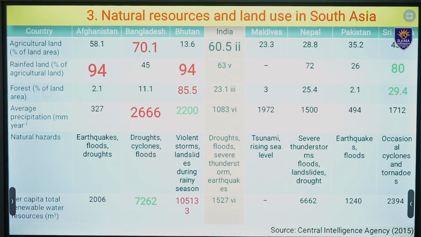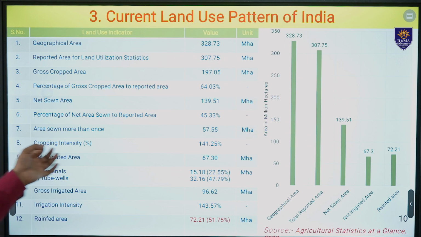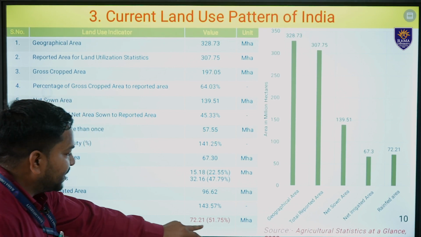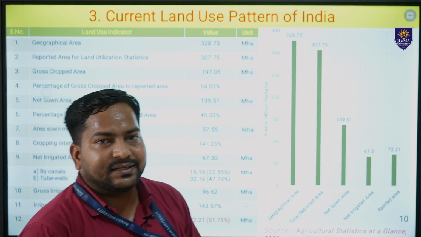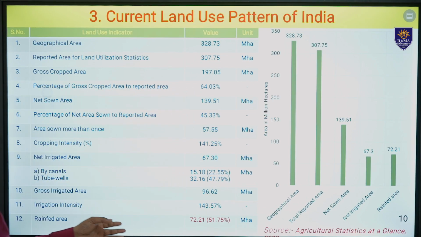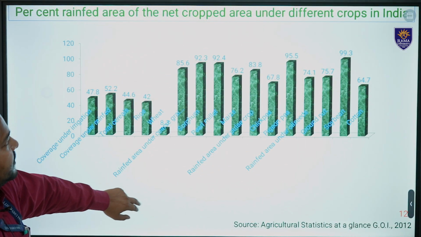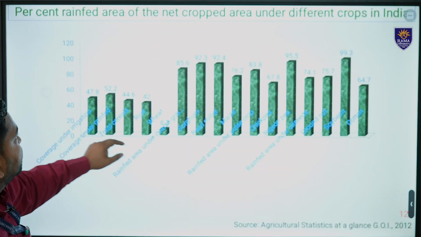This is the natural resource and land use in South Asia. In India, the total geographical area is 328.73 million hectares, of which 307.75 million hectares is reported. In the gross cropped area, the cropped area is 197.7. The rainfed area is 72.21 million hectares, totally dependent on rainfall. That means 51.75% of the total cultivated area is totally dependent on rainfall, because no irrigation facility is available to produce optimum crops. The percent rainfed area, non-crop area, and different crops are also denoted in these graphs.